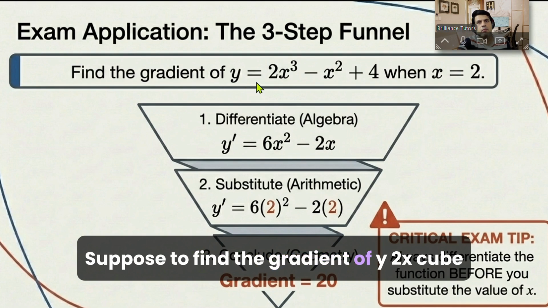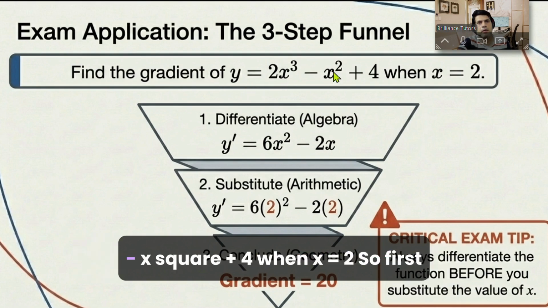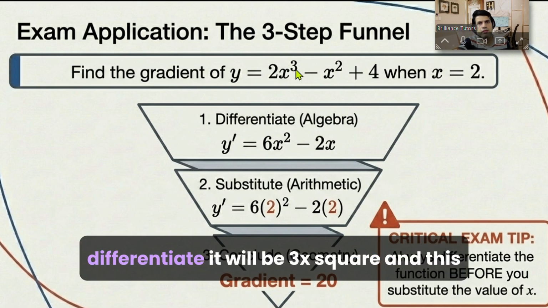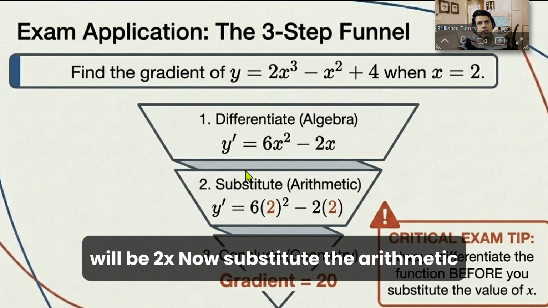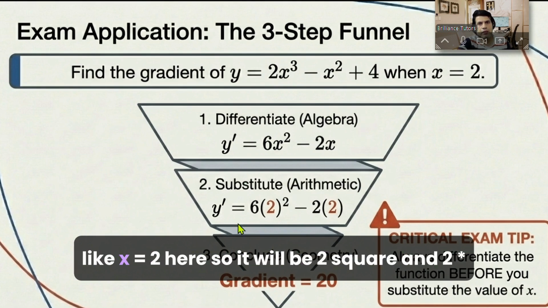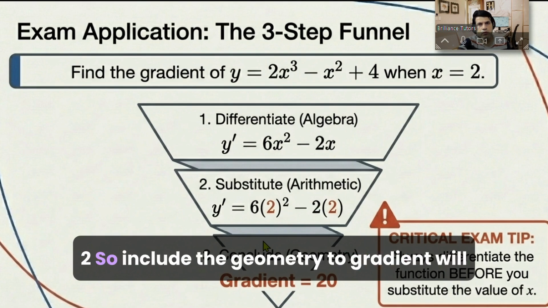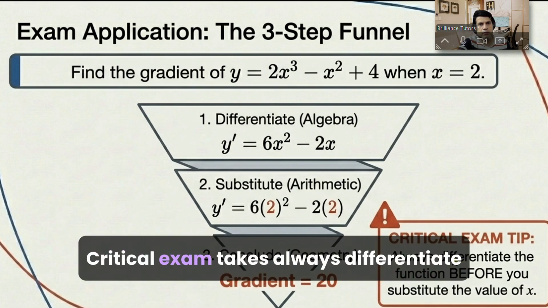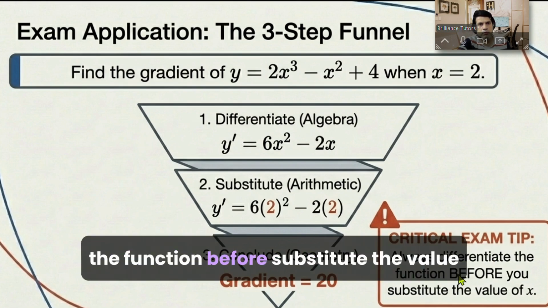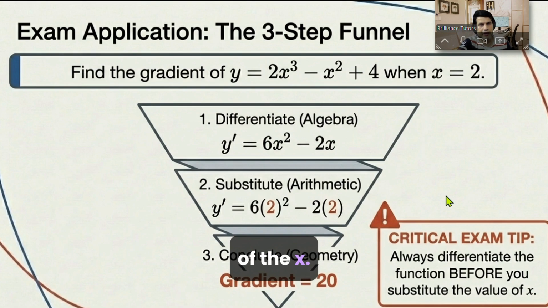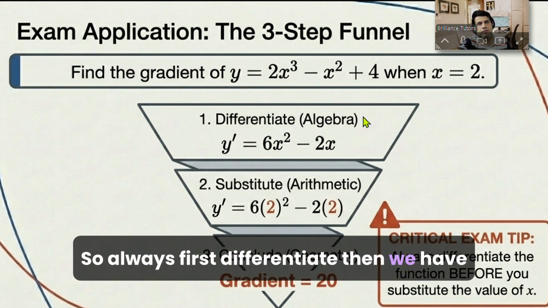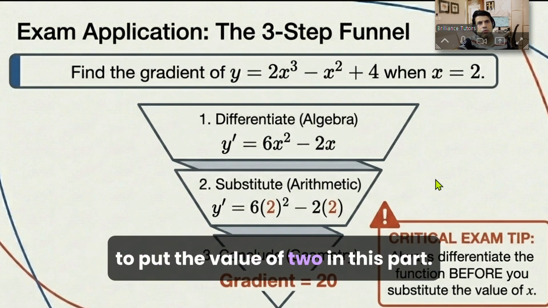Suppose we want to find the gradient of y equals 2x cubed minus x squared plus 4 when x equals 2. First differentiate, it will be 3x squared and this will be 2x. Now substitute x equal to 2, so it will be 2 squared and 2 into 2. So the gradient will be 20. Critical exam tip: always differentiate the function before substituting the value of x. So always differentiate first, then put the value of 2 in.